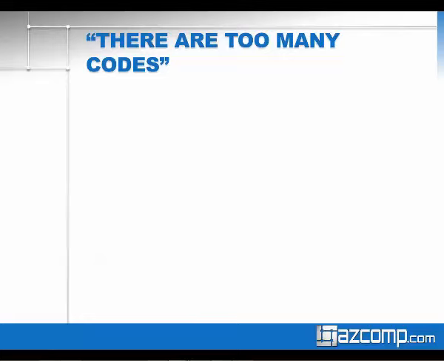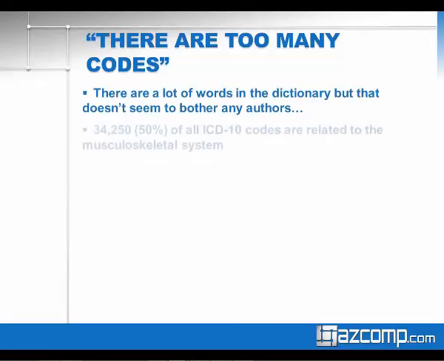One of the common things that we hear across the board is that there are simply too many codes now under ICD-10. It's kind of easy once you see how the codes have expanded, and why. There was an excellent presentation that CMS put out, and Dr. Joe Nichols made a comment in that presentation where he said there's a lot of words in the dictionary, but that doesn't seem to bother any authors. And I thought that was a great explanation of ICD-10.